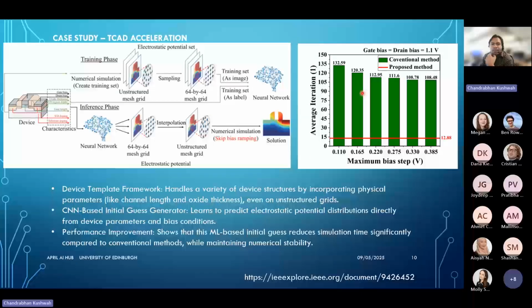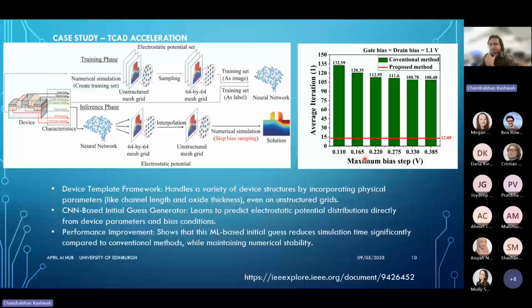So this shows that the ML-based initial guess reduces simulation time significantly compared to the conventional methods, while maintaining the numerical stability as well. So this is a very interesting case where we can see how the simulation time has been reduced to around 5x without using this complex design.